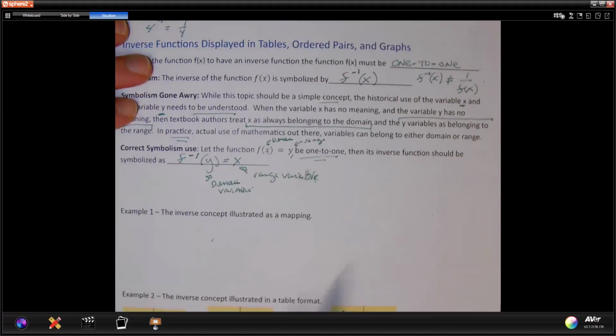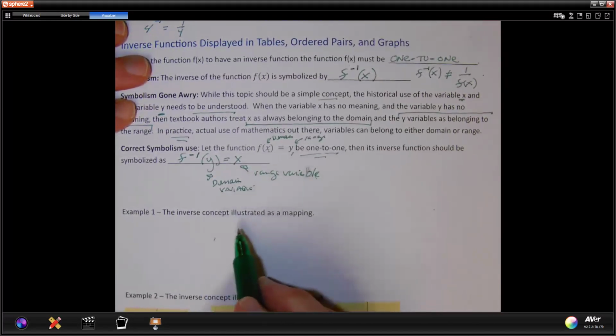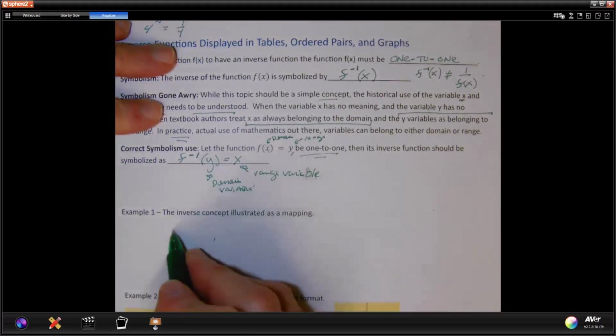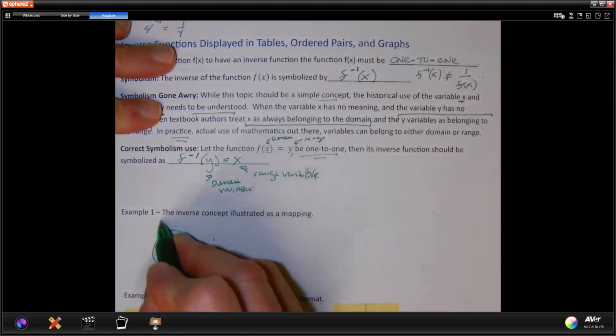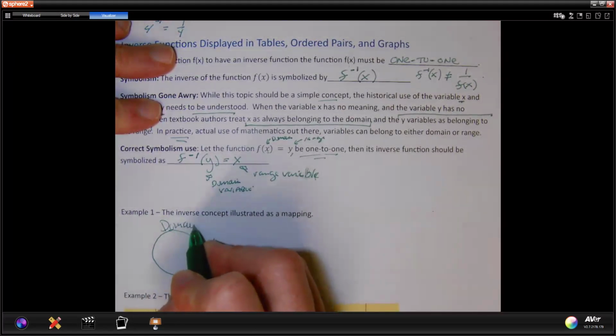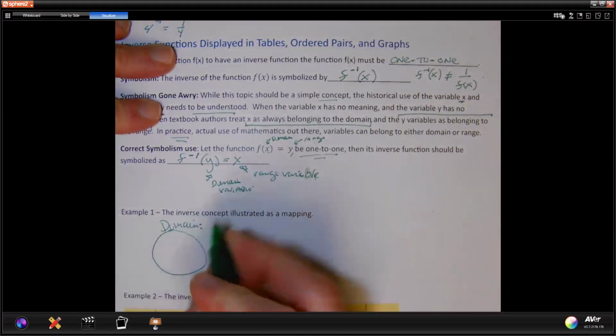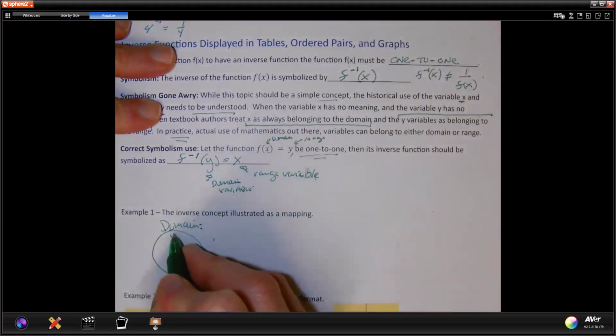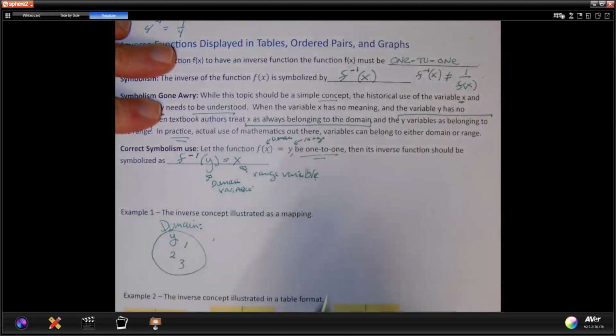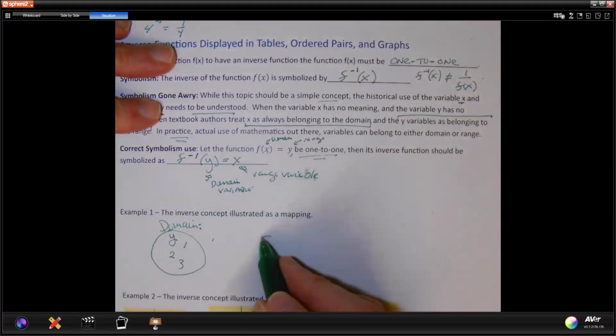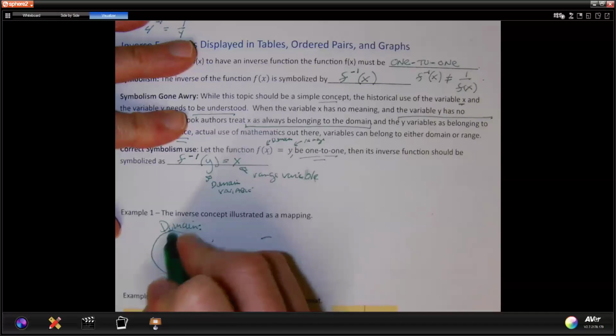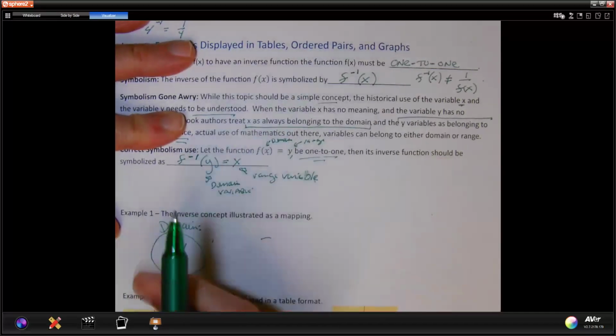So let me illustrate this a little bit with this mapping. The inverse concept, turning it into a mapping. So what a mapping is, we do these circle things. And I'm going to define this as the domain. And everything here is the variable y. Let's say I've got 1, 2, 3. Great. And over here, sorry, domain x. Sort of giving the game away a little bit.